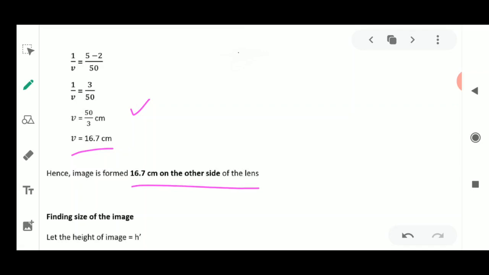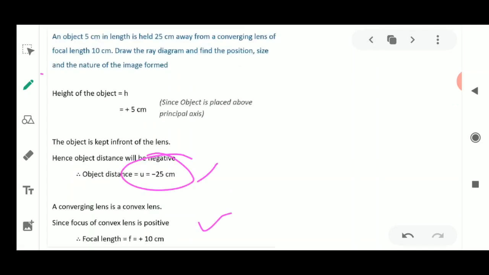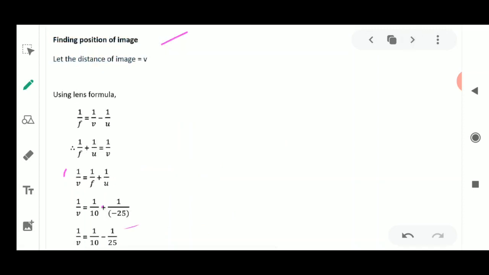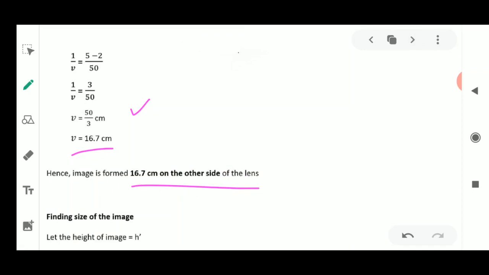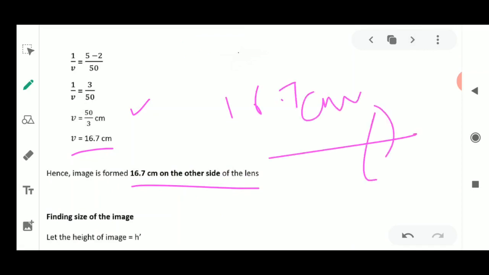Now please remember how we use the information given in the question. We got the hints from the question that it is a convex lens, a converging lens, and what kind of focal length it has, what the image distance is, and what the object distance is. All these things will be taken from the question itself. So we found the position of the image: v is 16.7 centimeters on the other side of the lens.